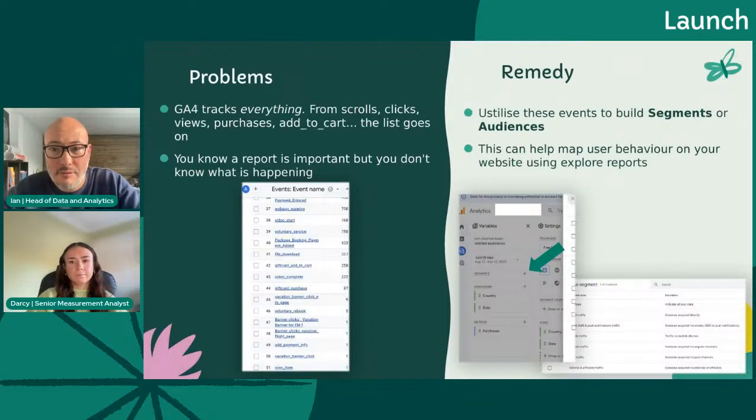In this particular report in GA4, you can see the number of events that were fired, the number of events that were fired by a unique user, and if there's a value to that event, a value would come through as well.